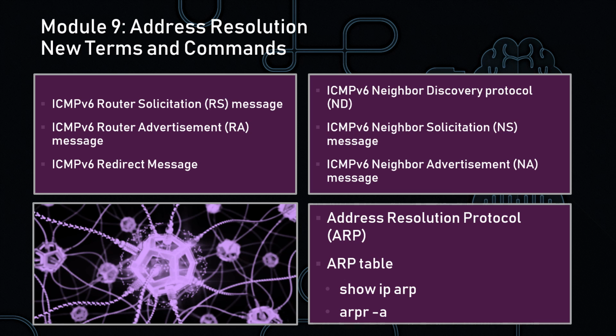While this chapter didn't have a huge breadth of topics, we do have some new terms that I wanted to make sure we introduced. So we've got our router solicitation and advertisement, as well as neighbor solicitation and advertisement messages, redirects, and then of course discussing ARP and the ARP table.